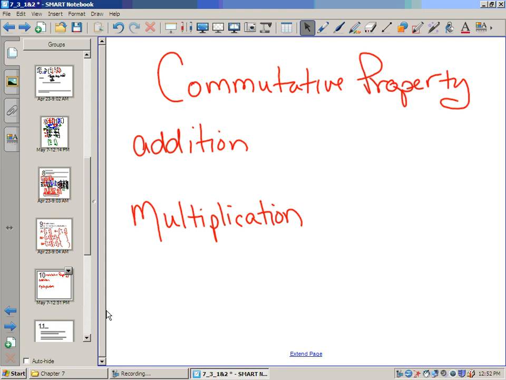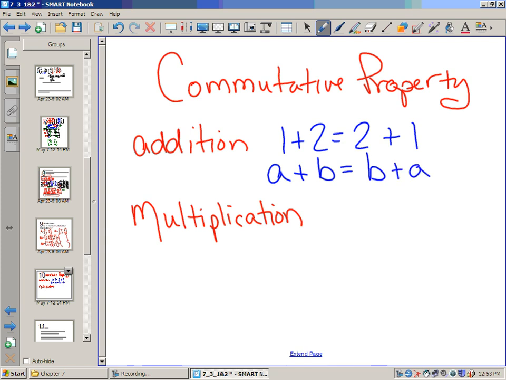I just want to remind you about the commutative property. Do you remember learning the commutative property at some point in your life? Good. What does the commutative property mean when I'm talking about addition? Okay, like, yeah, 1 plus 2 equals 2 plus 1. Does that always work for any number plus another number? It does. How about when I say for multiplication, what do I mean?